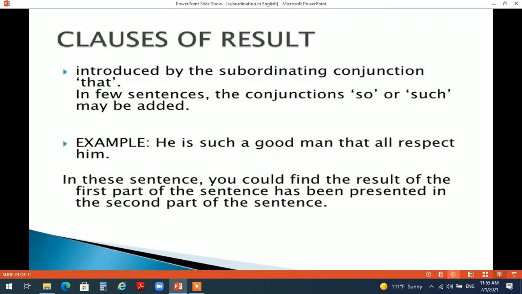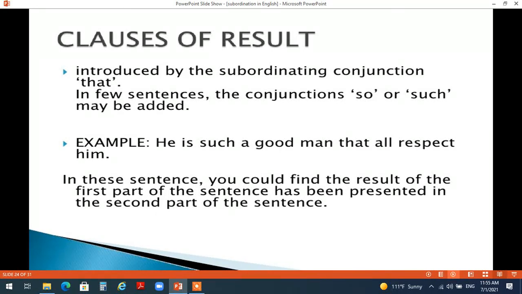Clauses of result. They are usually introduced by the subordinating conjunction that. أما أن نستخدم that لوحدها أو in a few sentences the conjunctions so or such may be added. يعني أما أن نستخدم that لوحدها أو نستخدم so, that or such, that. For example, he is such a good man that all respect him. Here we have used such that.